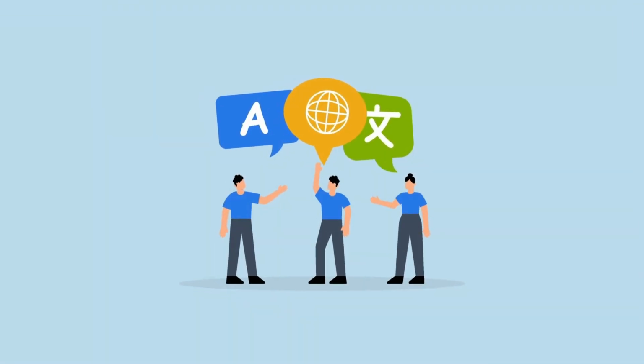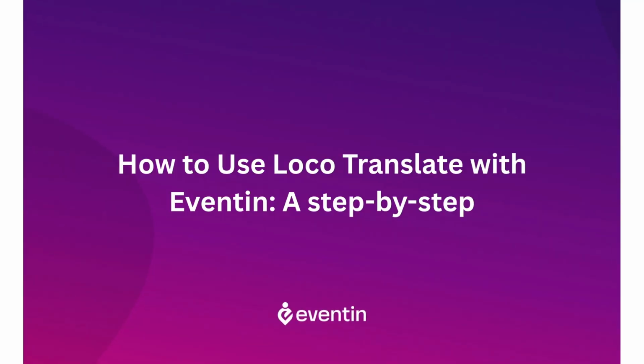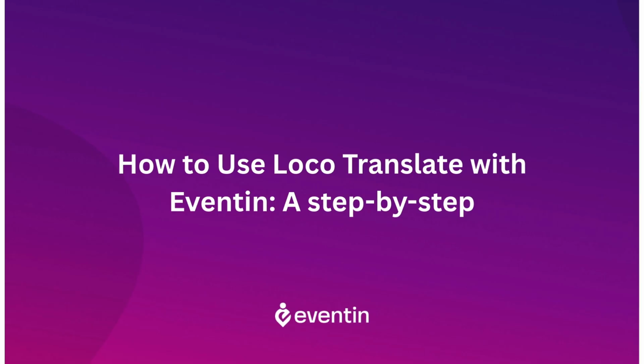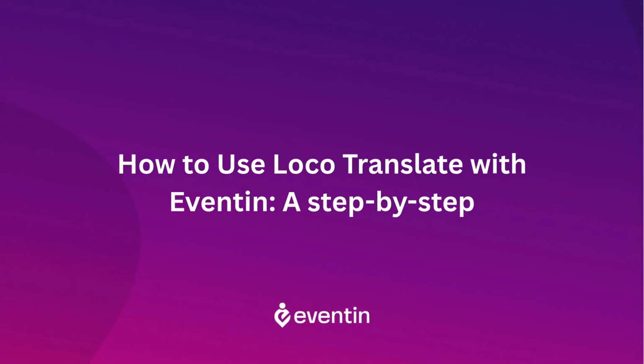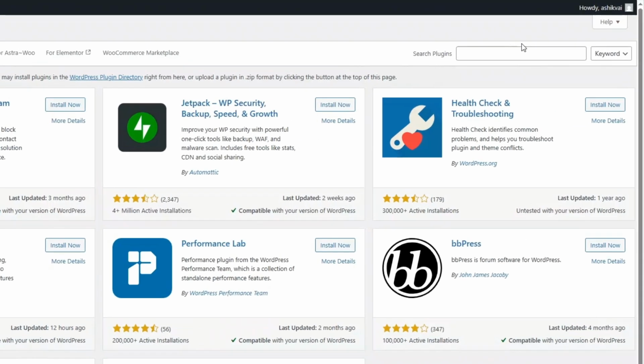Struggling to translate your WordPress event pages into your own language? In this video, we'll show you how to use Loco Translate with Eventin, so you can easily localize buttons, forms, and other texts without touching any code. First, install and activate the Loco Translate plugin.